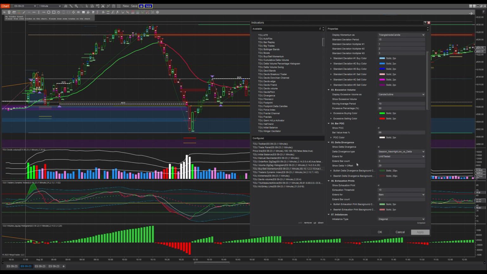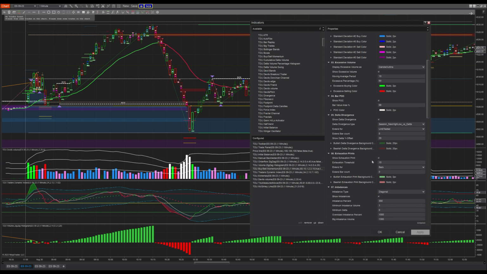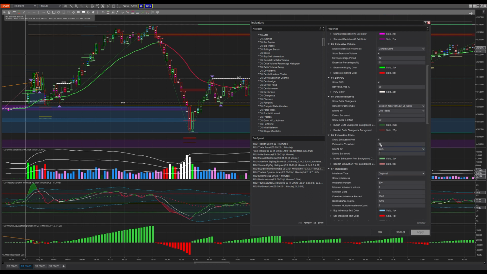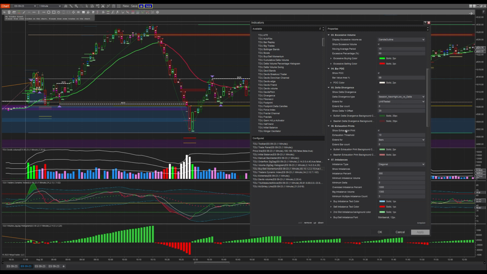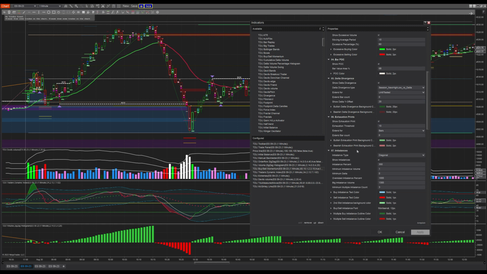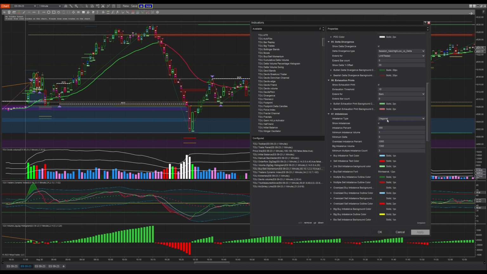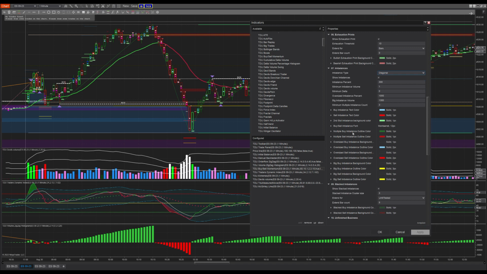Again, I refer you to that page, but we're looking at delta divergence here, exhaustion prints. Some of this is carried over from our footprint indicator, things that you would see on a footprint chart. This is just coloring here, and diagonal delta imbalances. You can do them diagonal, horizontal. Again, looking for insight that you would normally see on a footprint chart. We're giving that to you in a candlestick chart. A lot of detail here.